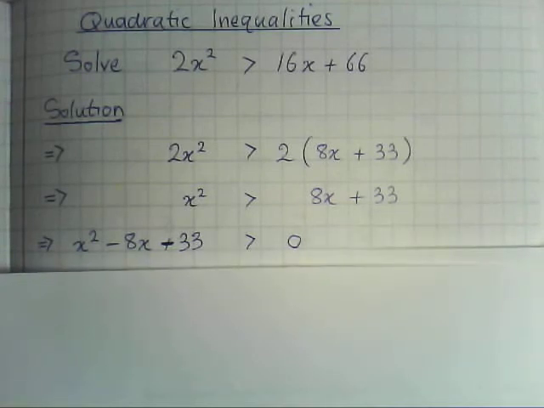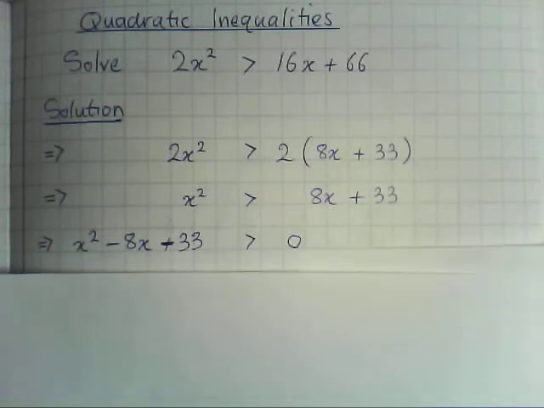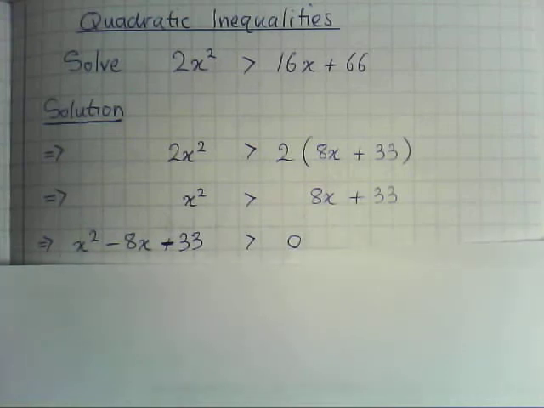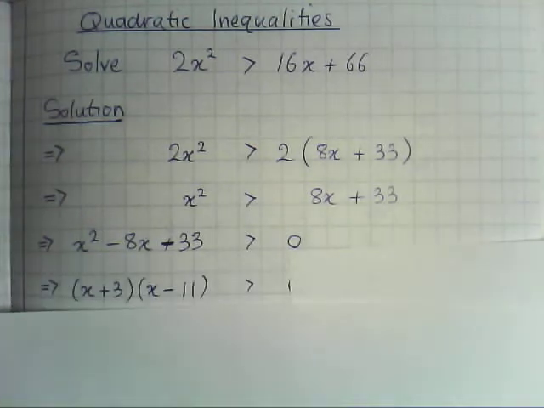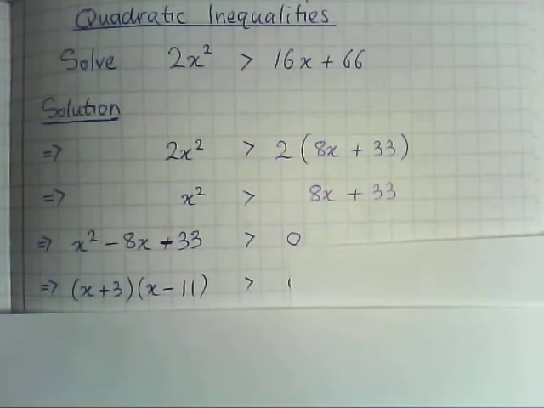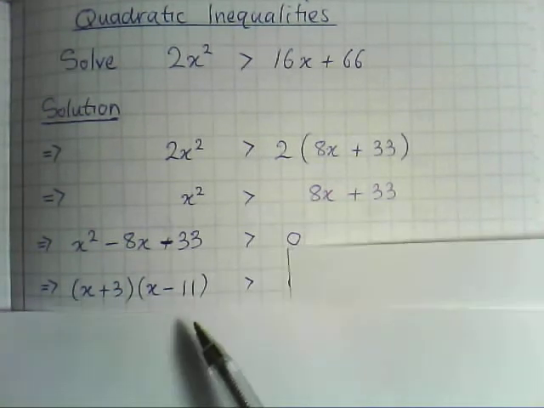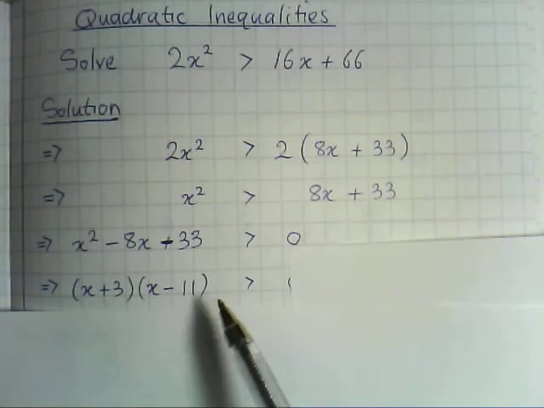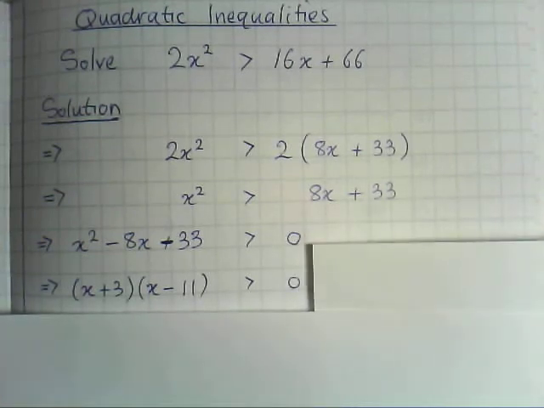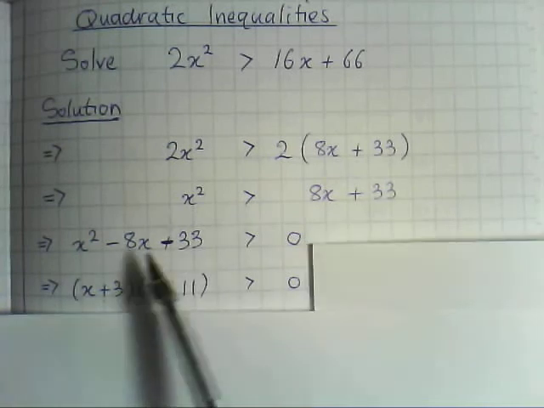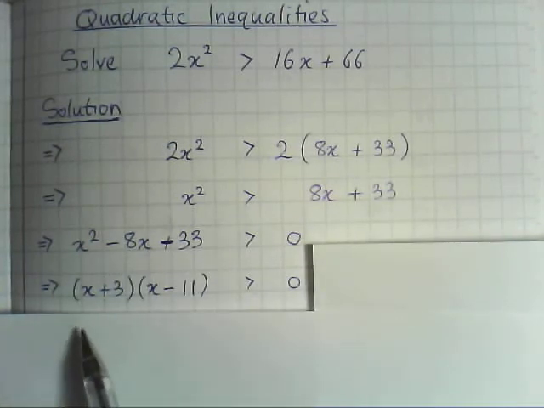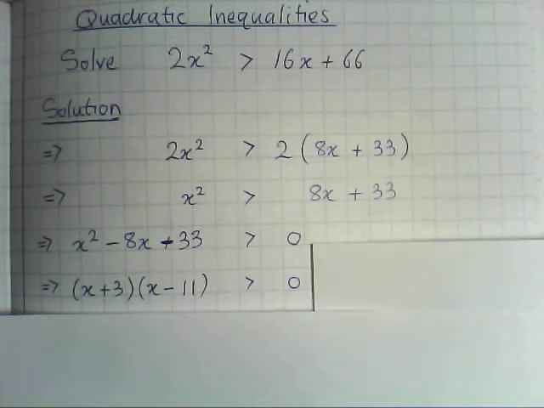Now, we ask ourselves if we can factorize this, that would be the ideal solution to find where the parabola cuts the x-axis on our graph. And we can factorize this as x plus 3 in brackets and x minus 11 in the second bracket is greater than 0. You can always double check this by expanding out the brackets to see that you get back to the original quadratic equation.